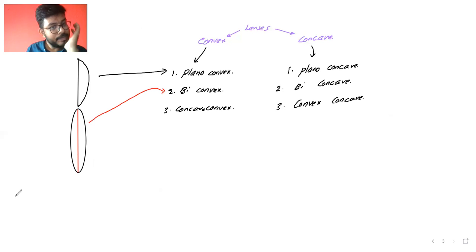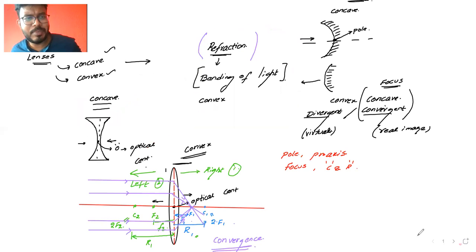Sir, what is the difference between convex and biconvex lens, sir? Same thing. What are the lenses we are discussing here? These are nothing but biconvex. Remember, convex is nothing but a magnifying glass, correct? Yes, sir. Have you seen the magnifying glass?